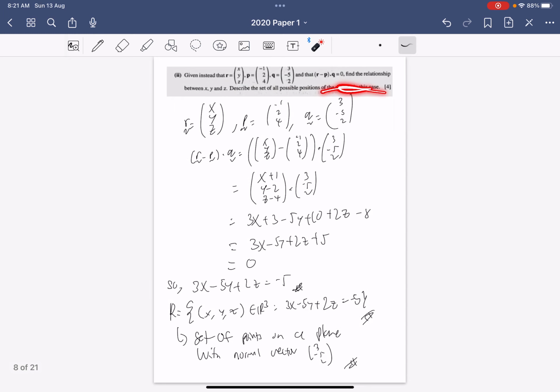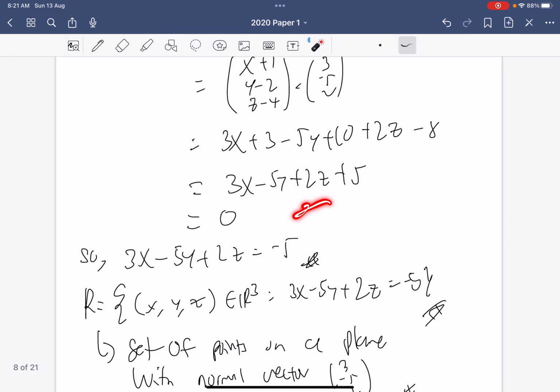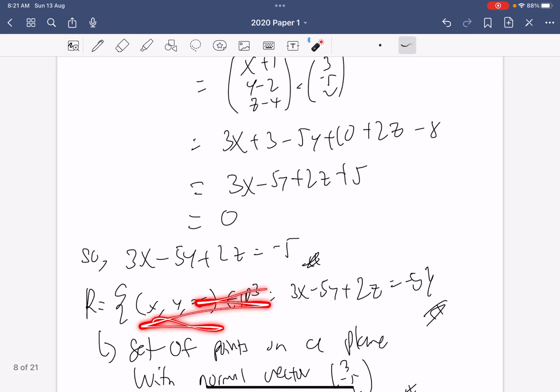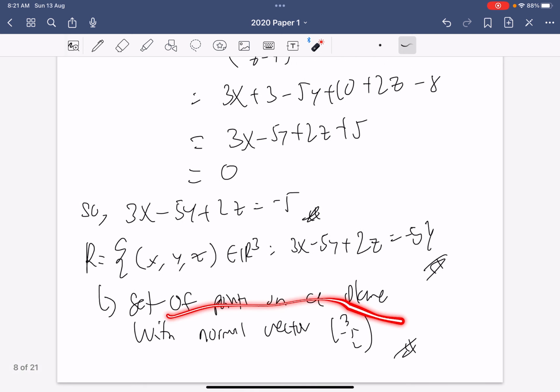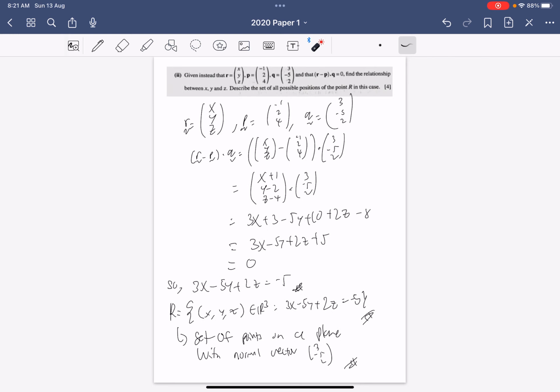And that is basically the relationship between x, y, and z. So we want to find all the points. Well, this is just an equation of a plane. So you can just put the tuple and then put this condition, which is fine. Or you can just say it's a set of points on the plane which has a normal vector (3, minus 5, 2). So it depends on whether you want to write in set notation form or describe it out.